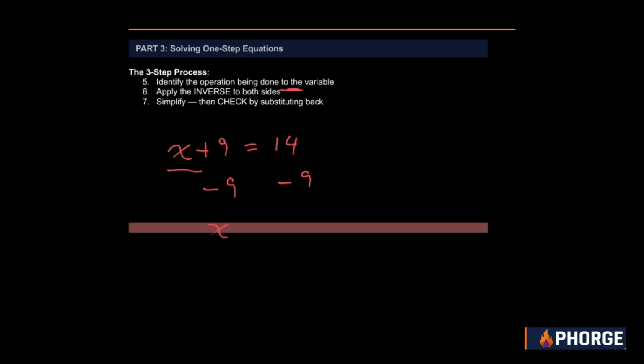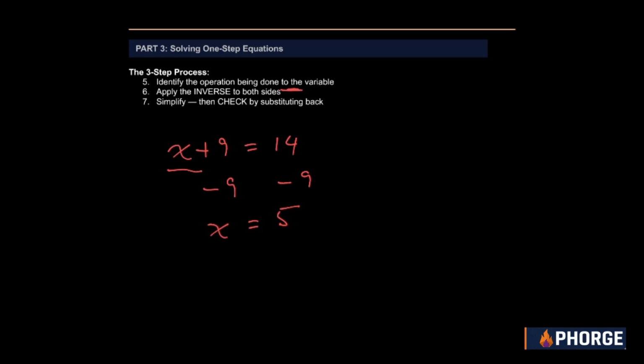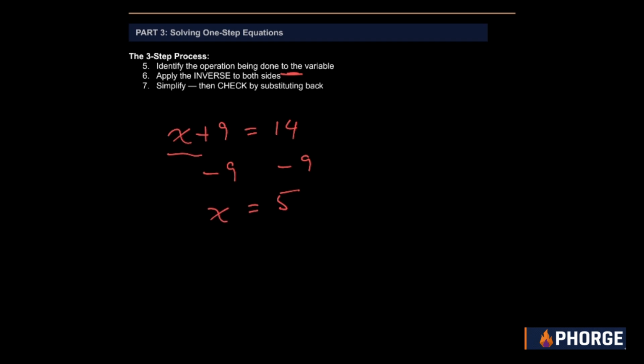And so you have x. And what's 14 minus 9? That's just equal to 5. So let's now look at if we had 3n equal to 21.